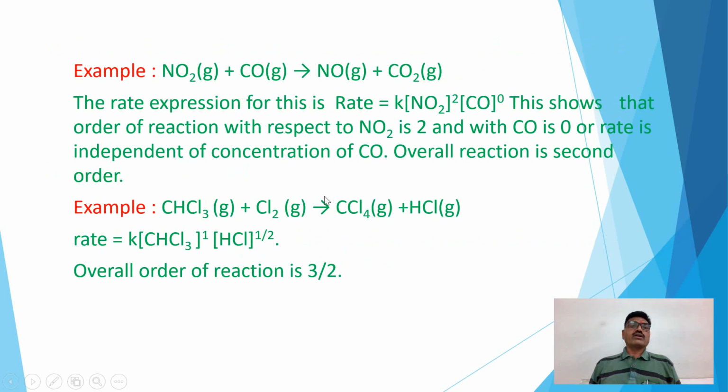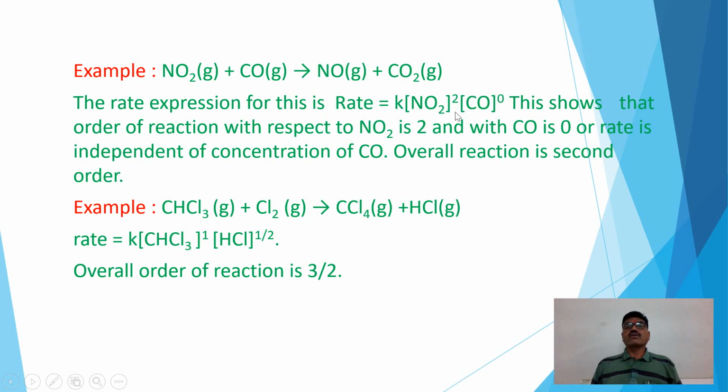So we have numericals based on the order of reaction. Simple numericals are there again. First of all, see two examples regarding this. NO2 gaseous plus CO gaseous gives NO gaseous plus CO2 gaseous. In this reaction the rate expression is like this. Again, from a stoichiometrically balanced chemical equation we cannot determine the order of reaction. That is experimentally determined, and it is given here like this.